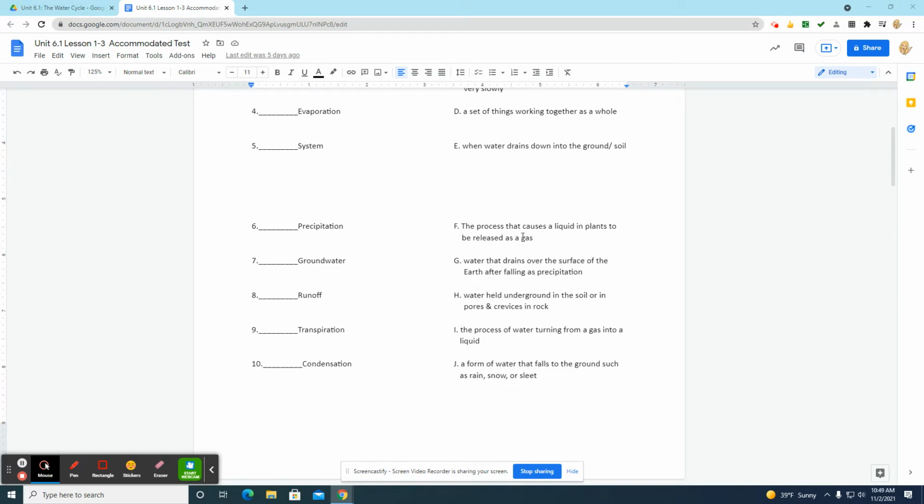Going over to the definitions. F, the process that causes a liquid in plants to be released as a gas. G, water that drains over the surface of the earth after falling as precipitation. H, water held underground in the soil or in the pores and crevices in rock. I, the process of water turning from a gas into a liquid. And J, a form of water that falls to the ground such as rain, snow, or sleet.